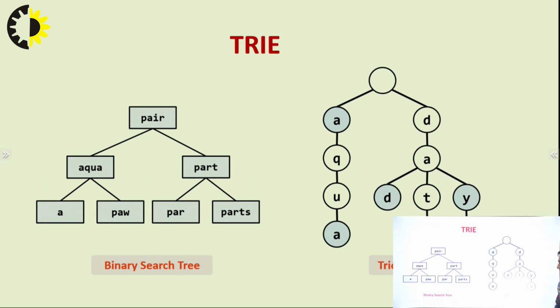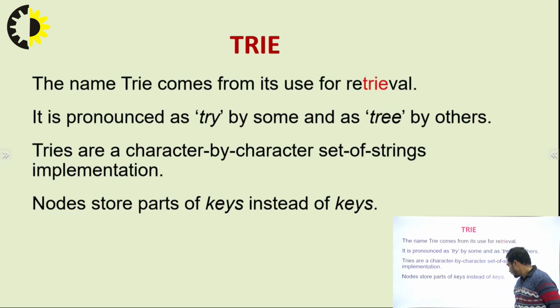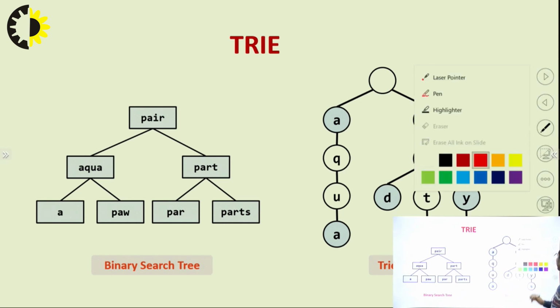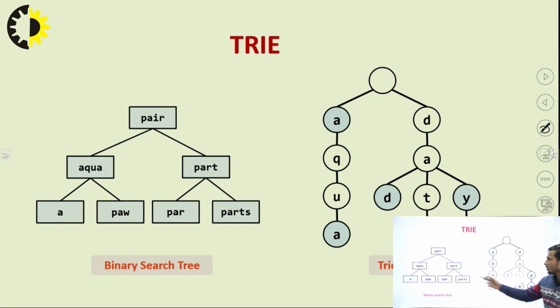In the binary search tree, we have nodes in which the complete string is available. Either we are talking about pair, or aqua, or part. So this particular node has the complete string.